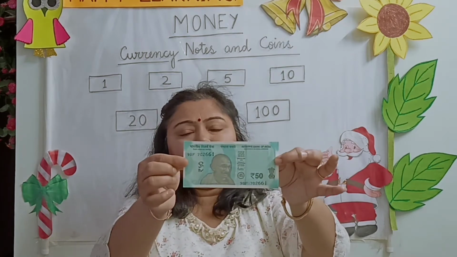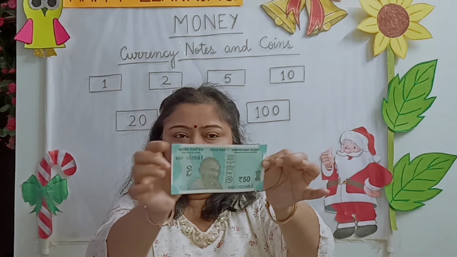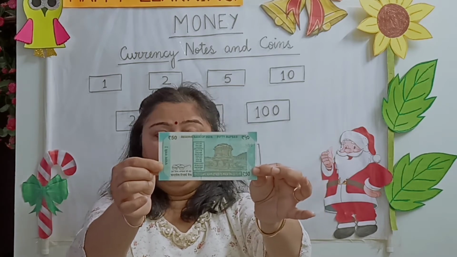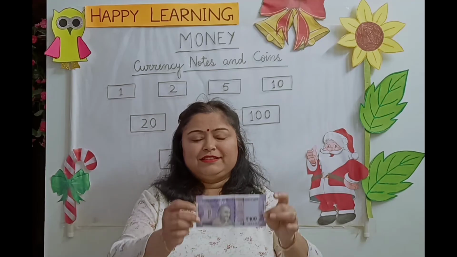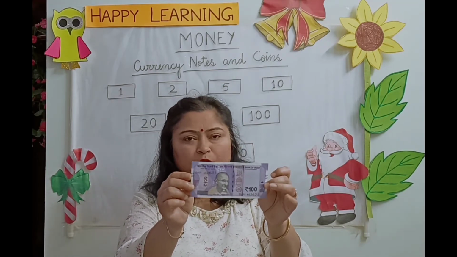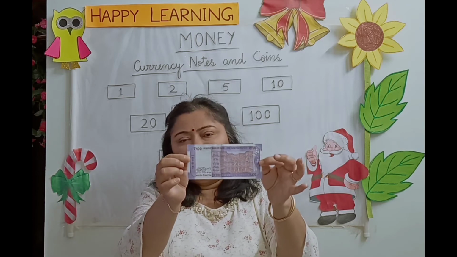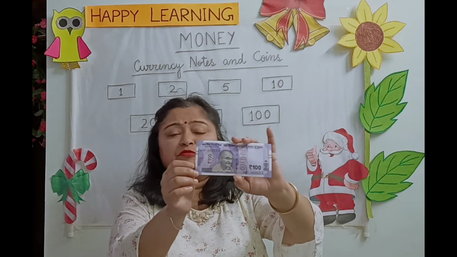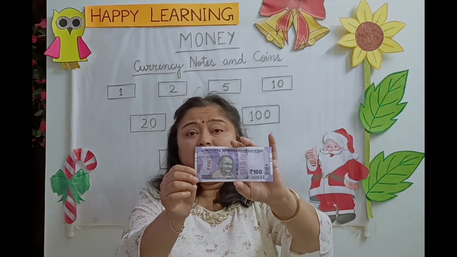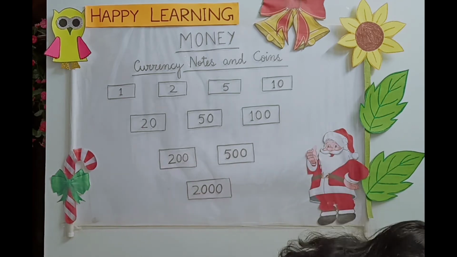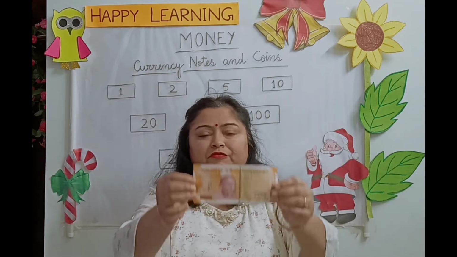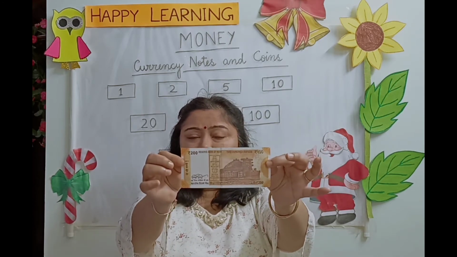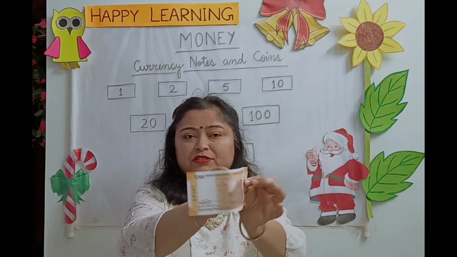Now see, this is a 50 rupees note and this is the back side of the 50 rupees note. See, this is a 100 rupees note and this is the back side of the 100 rupees note. You will find a picture of Mahatma Gandhi on every note. Now after 100 rupees we have a 200 rupees note. See, and this is the back side of the 200 rupees note.